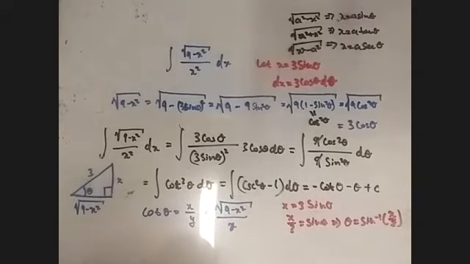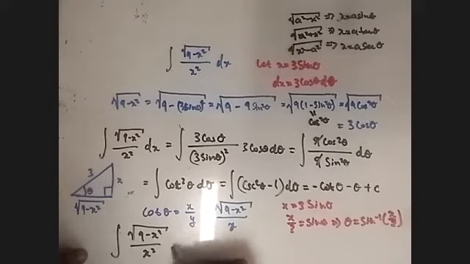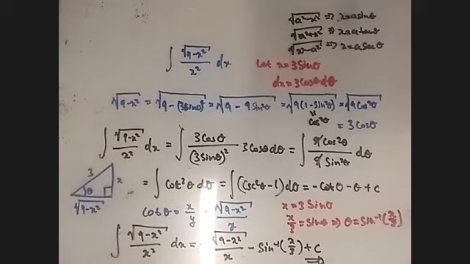Okay, so this simply means that the final answer for the integral of the square root of 9 minus x squared all over x squared dx will be equal to chord, which is negative the square root of 9 minus x squared all over x, and then minus theta. Theta is arc sine of x over 3, plus C. This becomes our final answer.